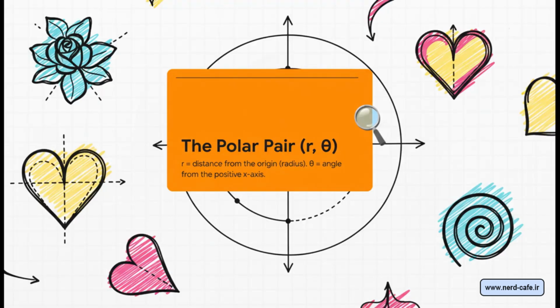So let's nail down what these two parts mean. First, you've got r, the radius. It's super simple. How far is the point from the dead center? The origin. That's it. And then you have theta. That's your direction. It's the angle you turn, always starting from the positive x-axis and going counterclockwise. So remember, distance and direction. That is the polar pair.